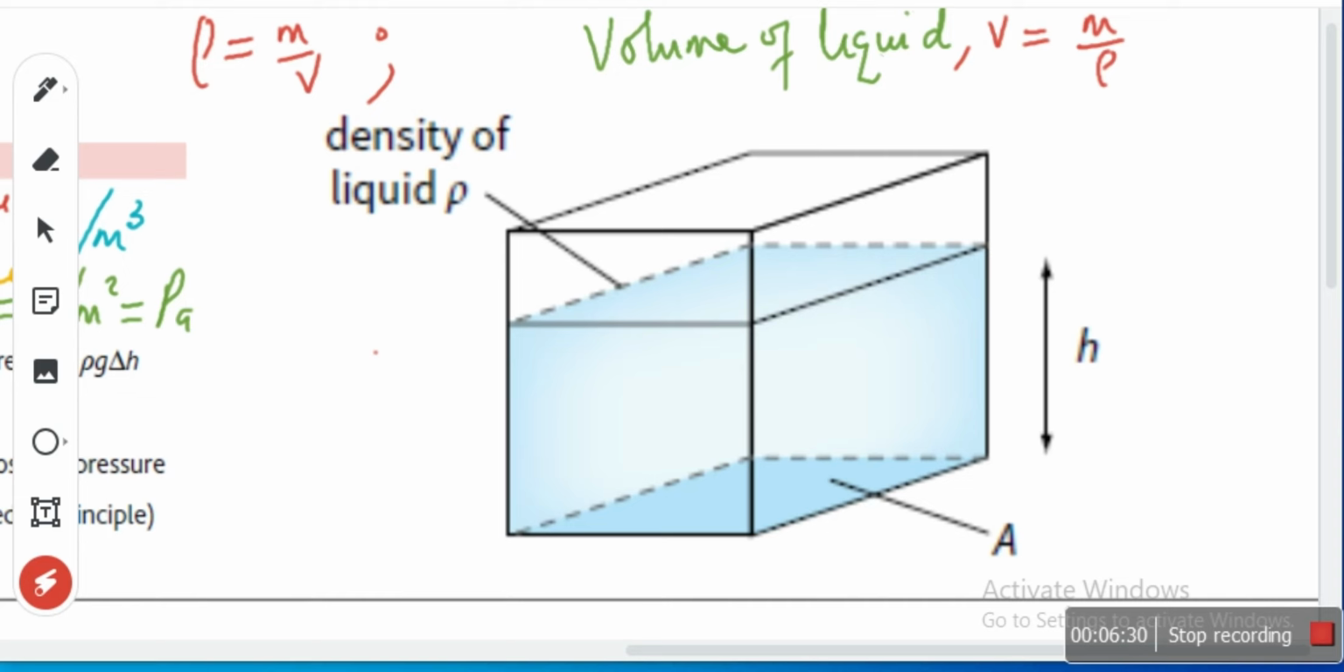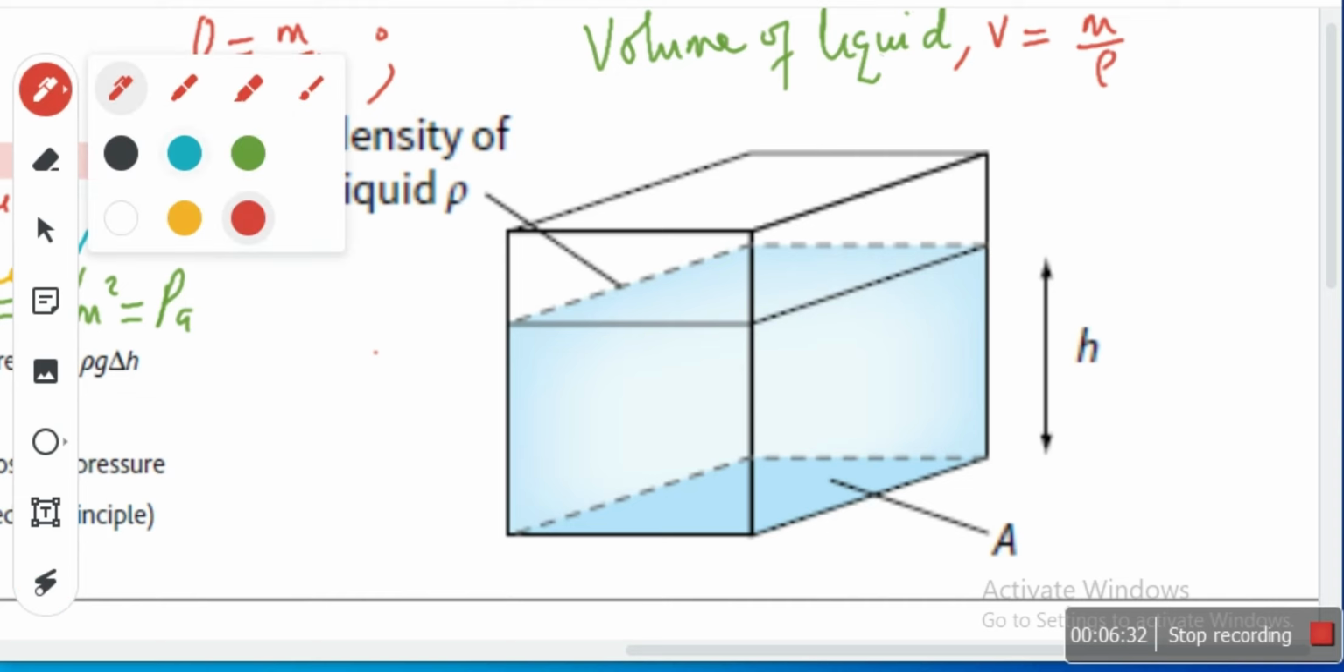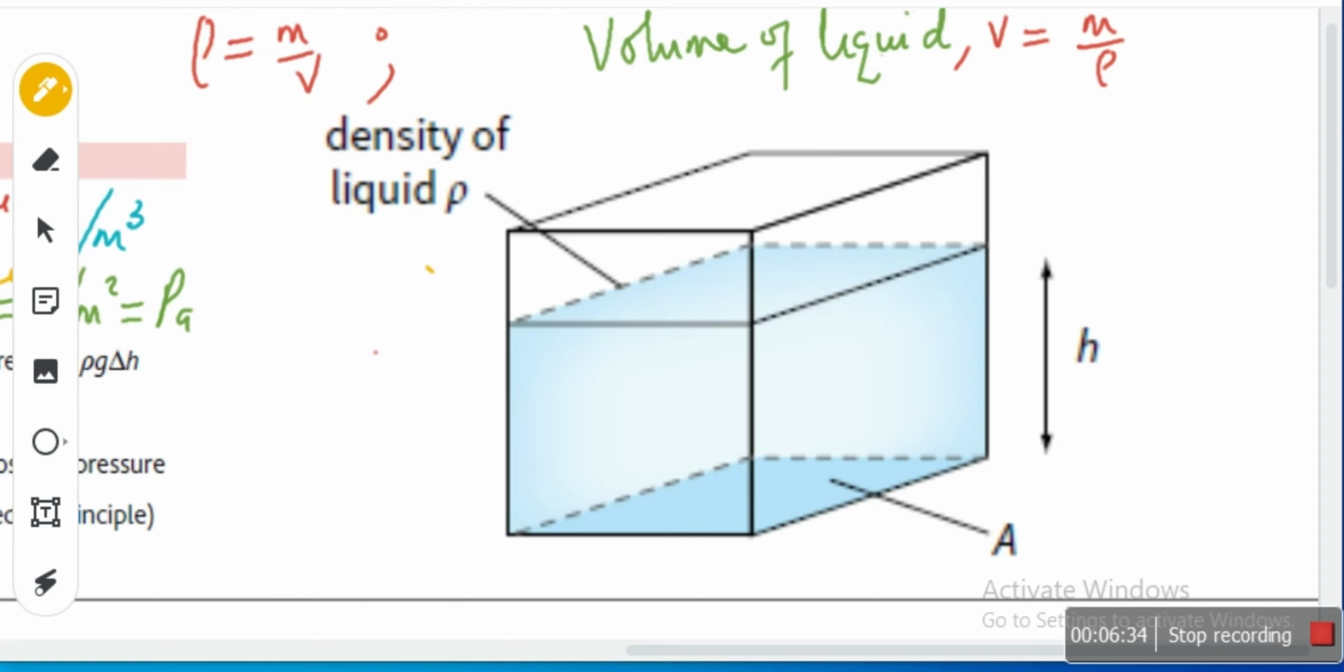What's a prism, by the way? We need to talk about that. A prism is a solid with a uniform cross-sectional area.